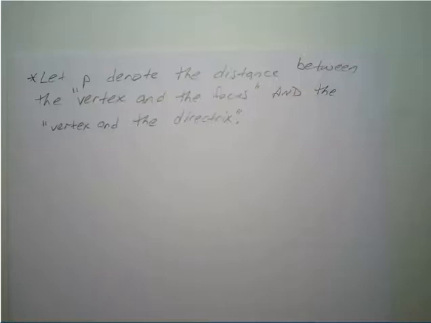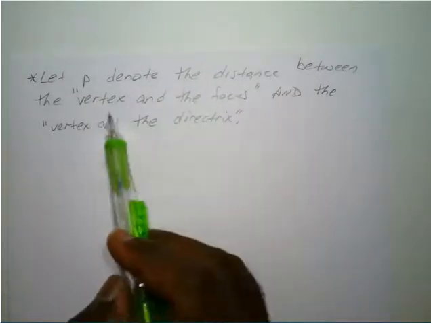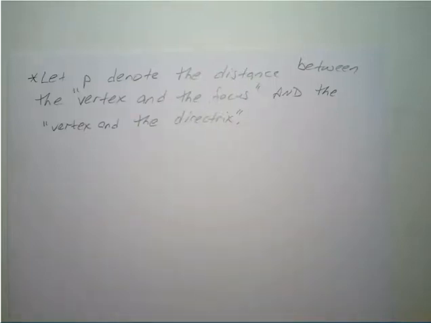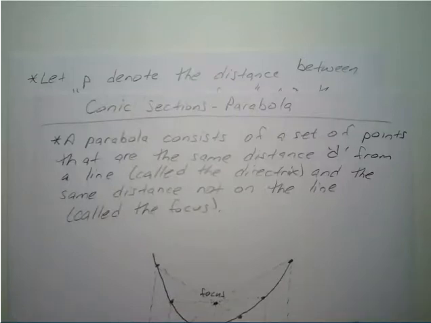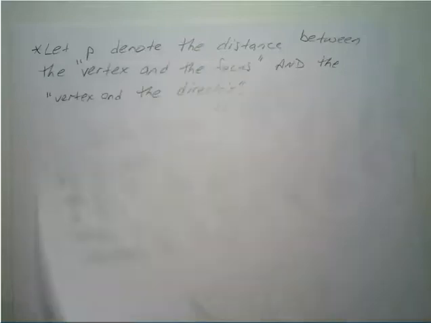We're going to let the letter P denote the distance between the vertex and the focus, and the vertex and the directrix. Let me go back to the previous page for a second. The vertex is this point right here, and P denotes the distance between the focus and the vertex, and the directrix and the vertex. Since they're equal, both will be denoted by the letter P.